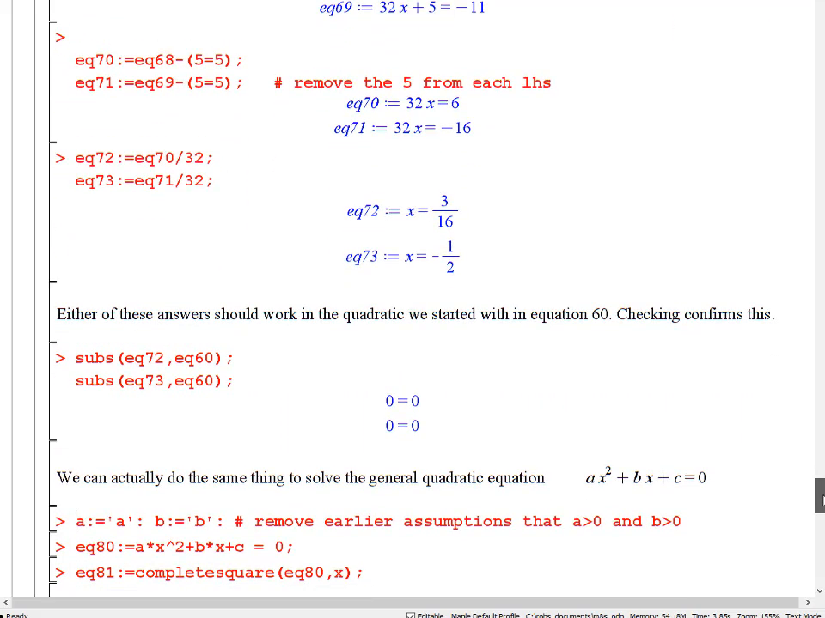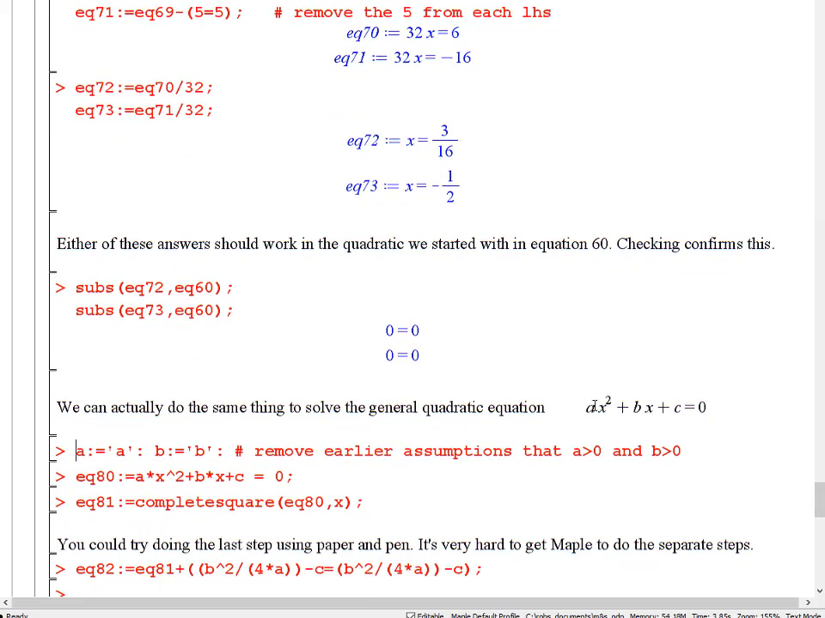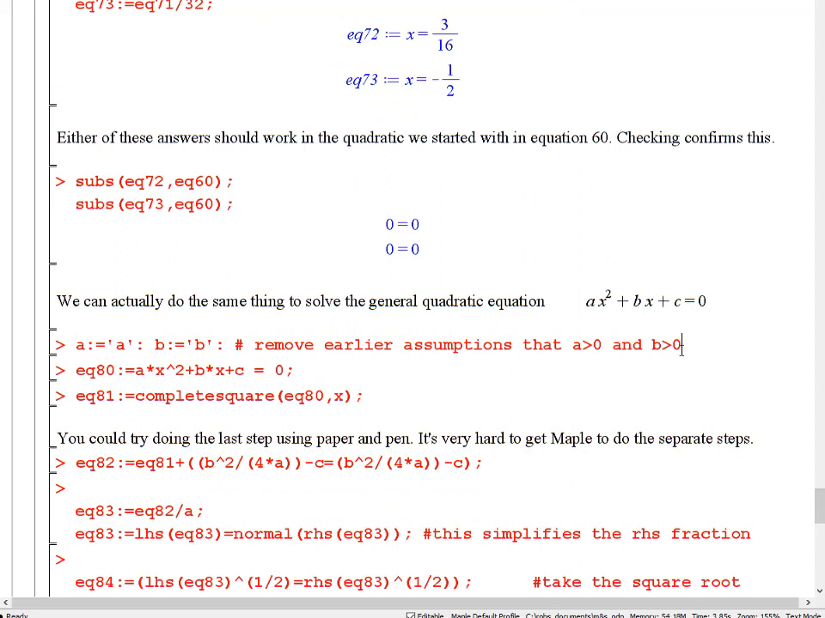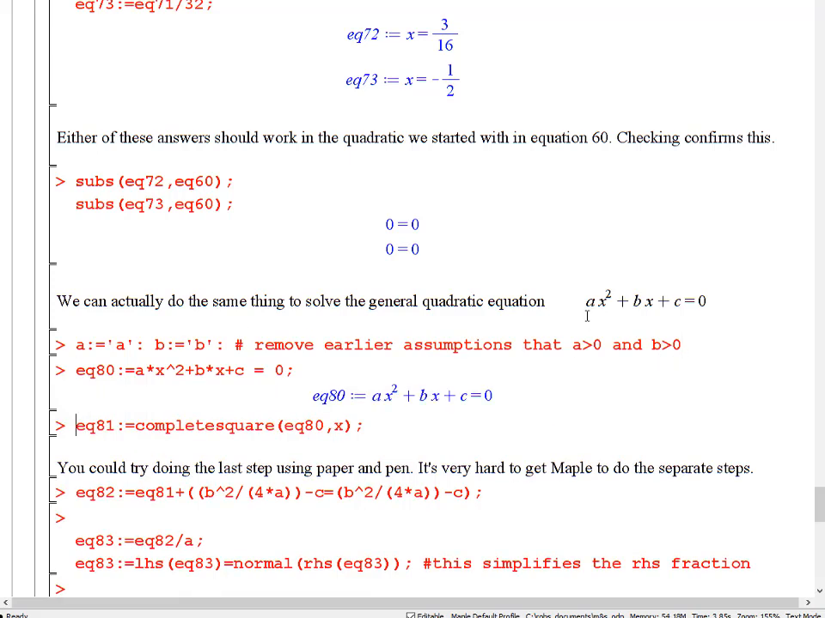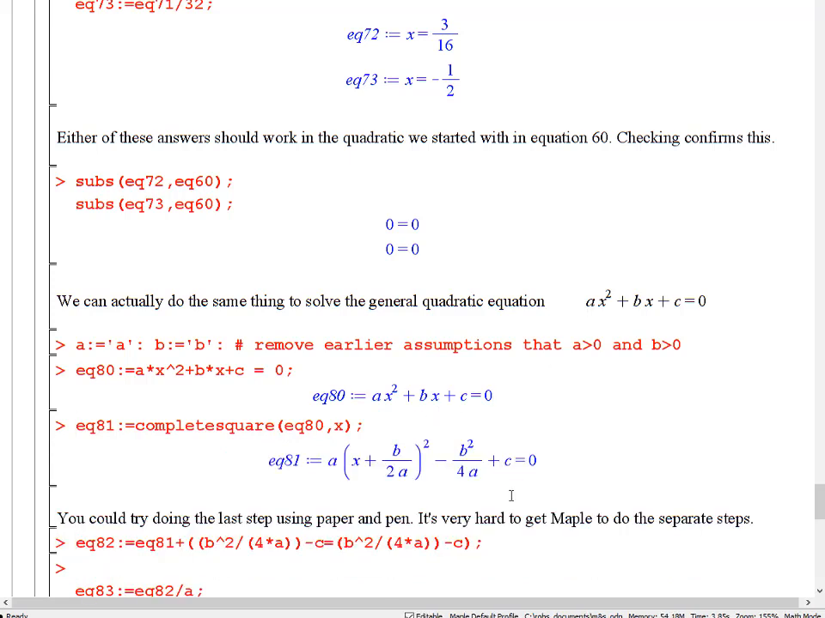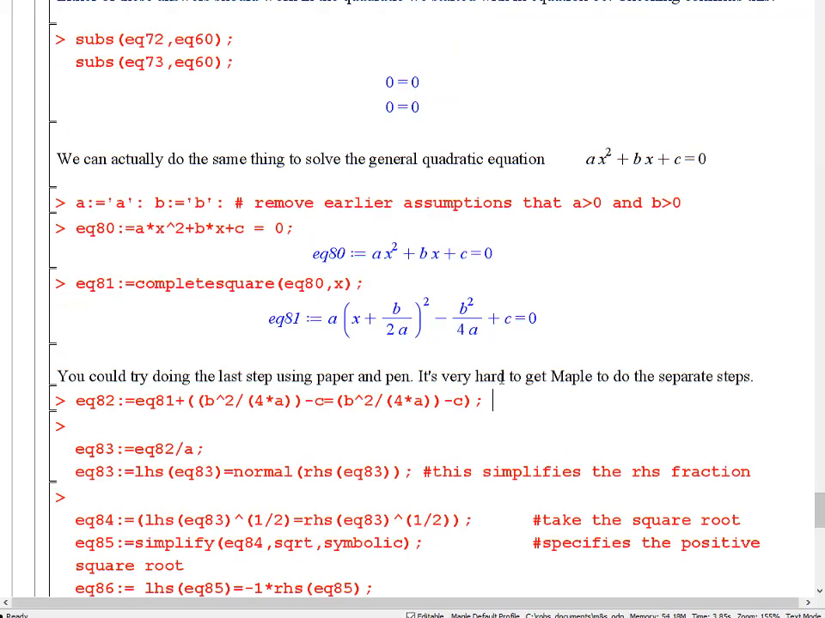Now, just as a piece of interest, you can actually do this to solve the general quadratic equation. And I'm going to do this quite quickly because it's not something I'd ask you to do, but it's just to show you the application of this. This first thing just clears the earlier assumptions. So if I want to solve that equation, if I complete the square, you find that, if you want, you can go through the steps of finding that. It's quite hard to get Maple to do it, but you can do it by pen and paper, and then just step through and solve that equation.